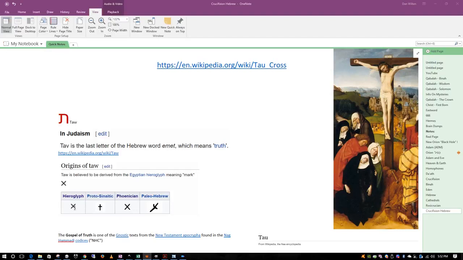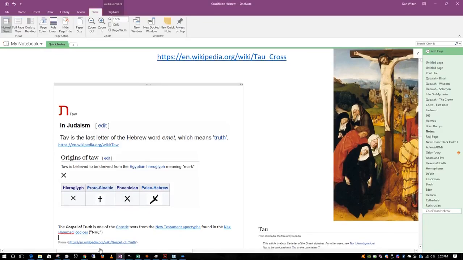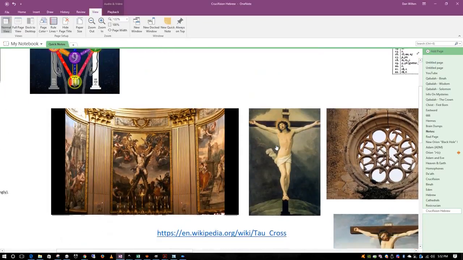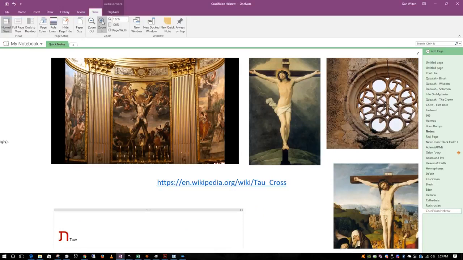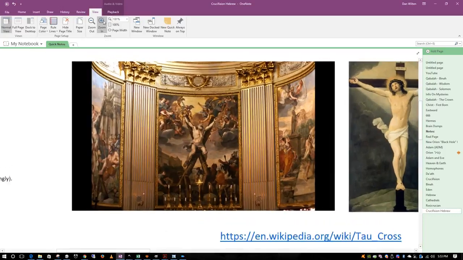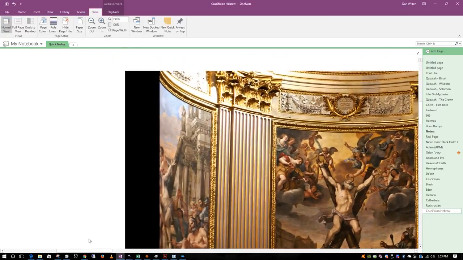So the other versions of those, we have the X, we have this here, we have the Tau, which looks like a large T. And let's take a look at some images. So the first image that we see here, this is St. Anthony, and this is inside of a cathedral.